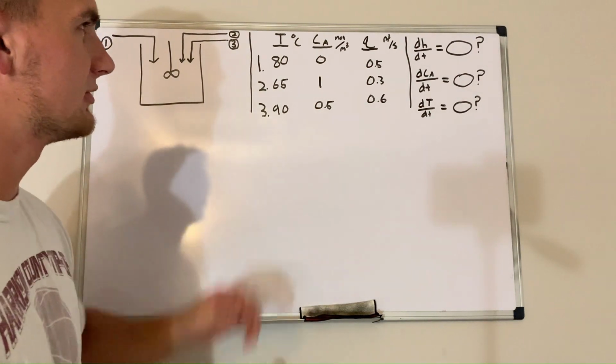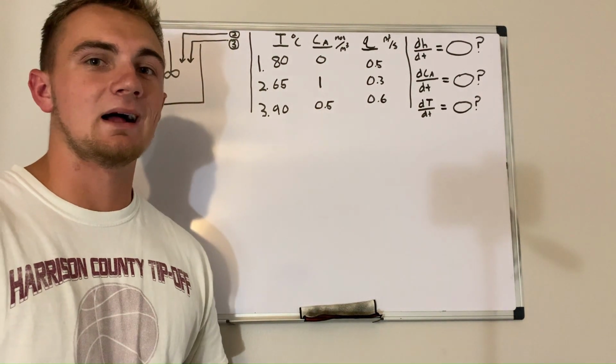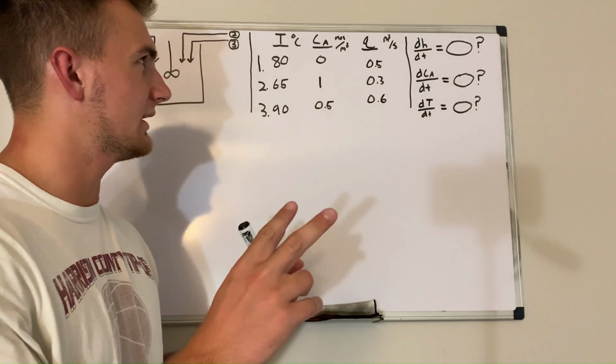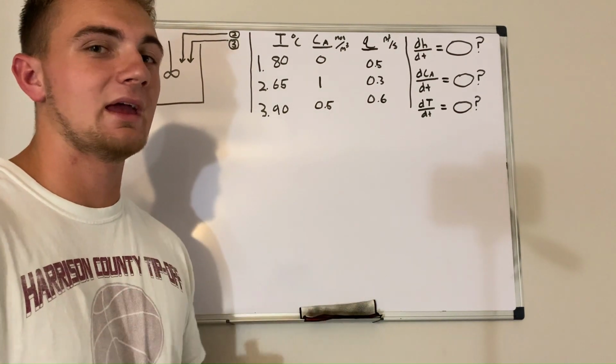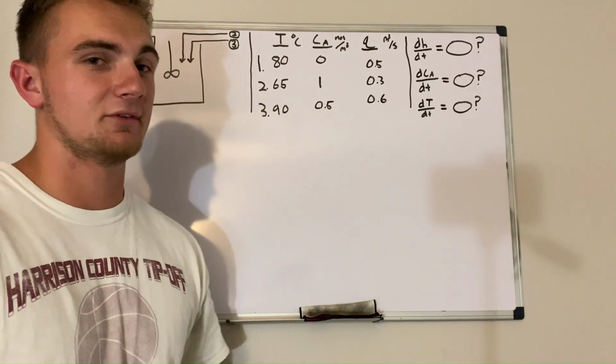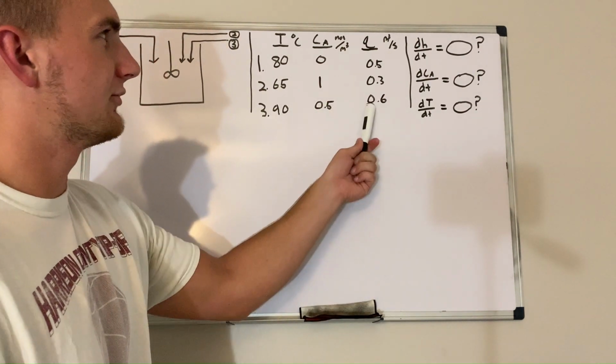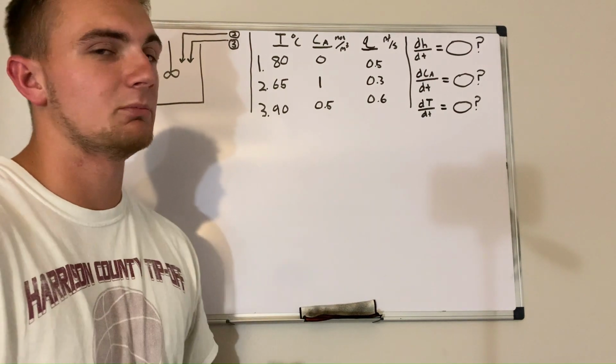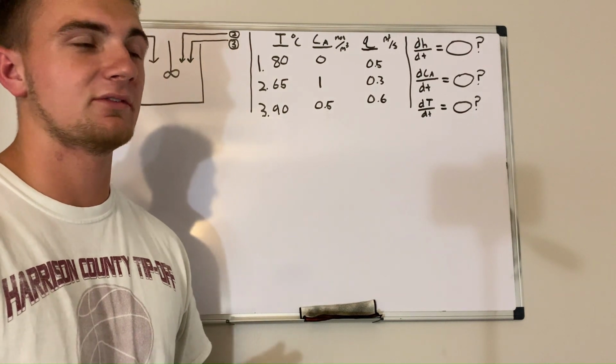We know the temperature of each of the streams. We know the concentration of A. So we're going to be looking at some substance A that we're going to be mixing in this tank, and we know the concentration of it in each of the streams going in. And we also know the flow rates here in meters cubed per second of each of these streams.